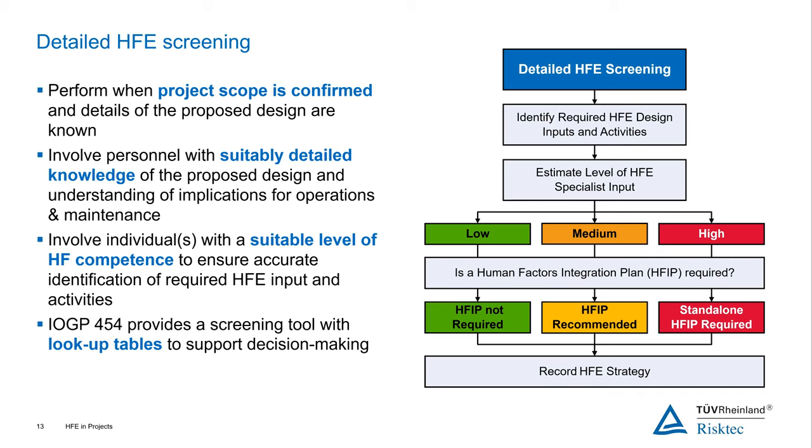And once again, IOGP 454 gives some useful lookup tables to support your decision making. So we'll go through those. But effectively, what you're doing at this stage is you're identifying the particular activities you may need. You're thinking about the level of input that you may need. And do you need a specific human factors plan? And then all this information feeds into you developing a human factors strategy.